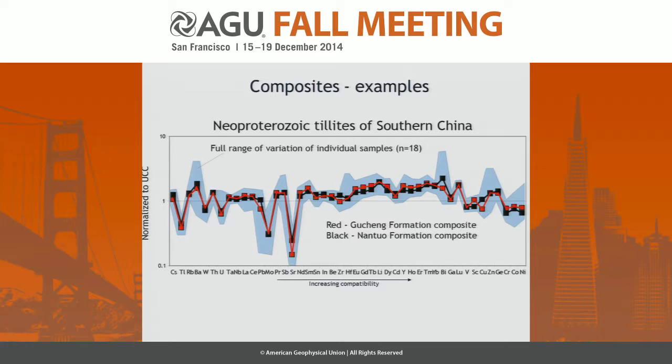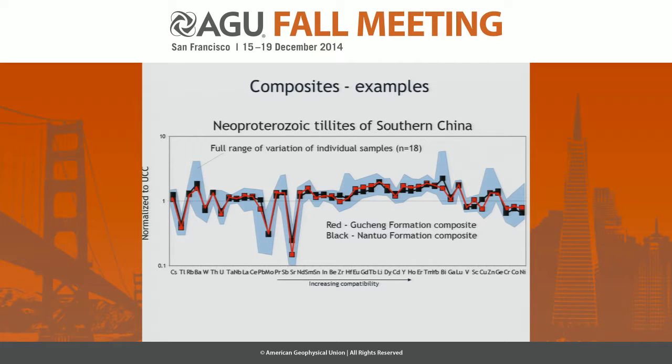So just to provide details of how the whole system with the composites works, this is a trace element variation diagram. You have elements listed in order of their increasing compatibility from nickel all the way to cesium. These are normalized to the Rudnick and Gao model for the UCC, the upper continental crust.